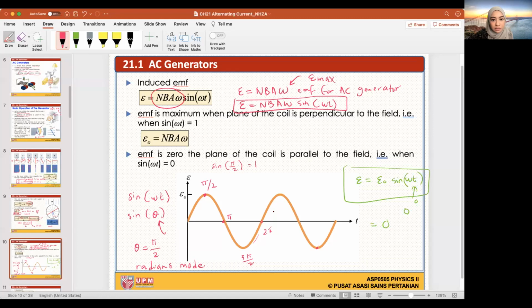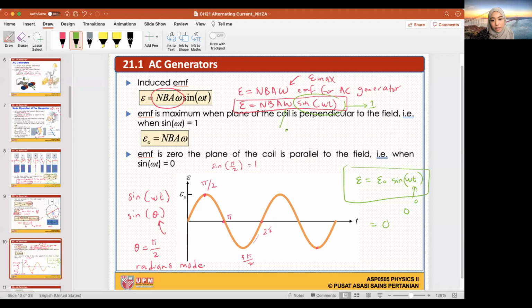Okay, so I'm going to repeat myself. If you see an AC generator diagram, please use EMF equals to NBA omega sine omega t. If they ask you the maximum induced EMF, your sine function will be equal to 1 at the EMF maximum. So your equation just becomes NBA omega.